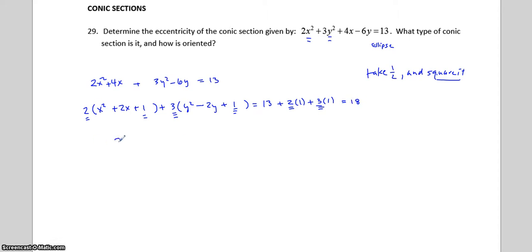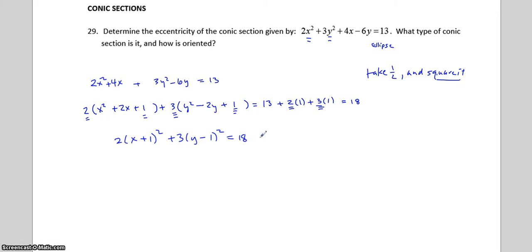Okay, now I can just go ahead and rewrite this as completed square factors: 2 times (x plus 1) squared plus 3 times (y minus 1) squared equals 18. And if you're not really confident in what you did here, you could always re-multiply these factors out to see if you got the exact original thing. I won't do that here.